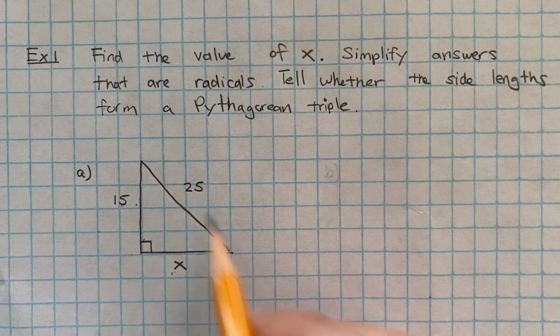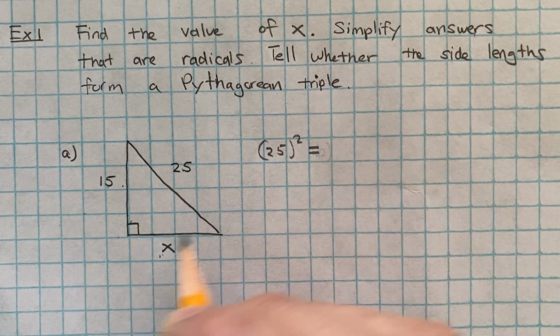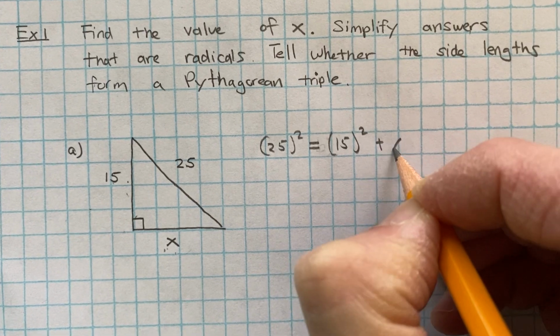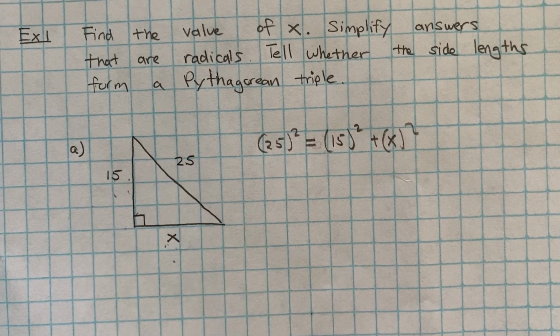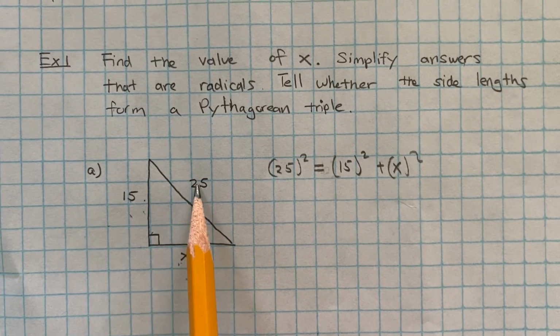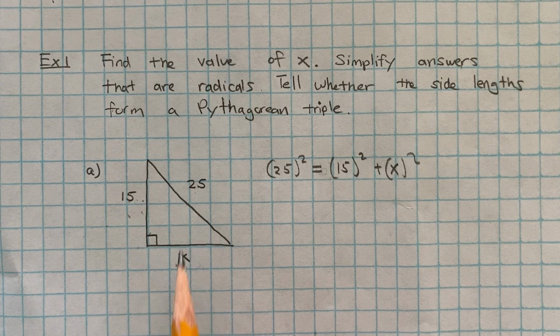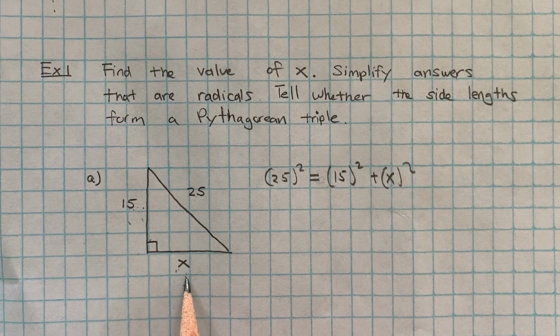Okay, so this is the hypotenuse. This guy being squared by itself is equal to the sum of the two legs squared. Right, these guys are the legs. Okay, and this is the hypotenuse. So it's not 25 squared plus 15 squared is equal to x squared. It's 25 squared is equal to 15 squared plus x squared.